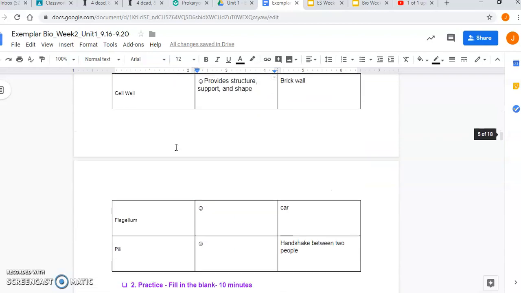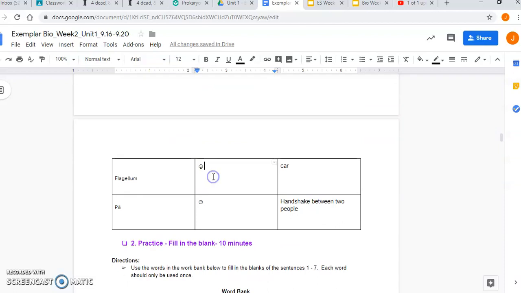All right, let's keep going. Flagellum. It's a really, really fun word to say. This helps the bacteria move. It's like a tail. Car. I'm putting car as the analogy because a car always moves. Flagellum is the part that helps the bacteria move around the body or move around its environment, wherever it is.